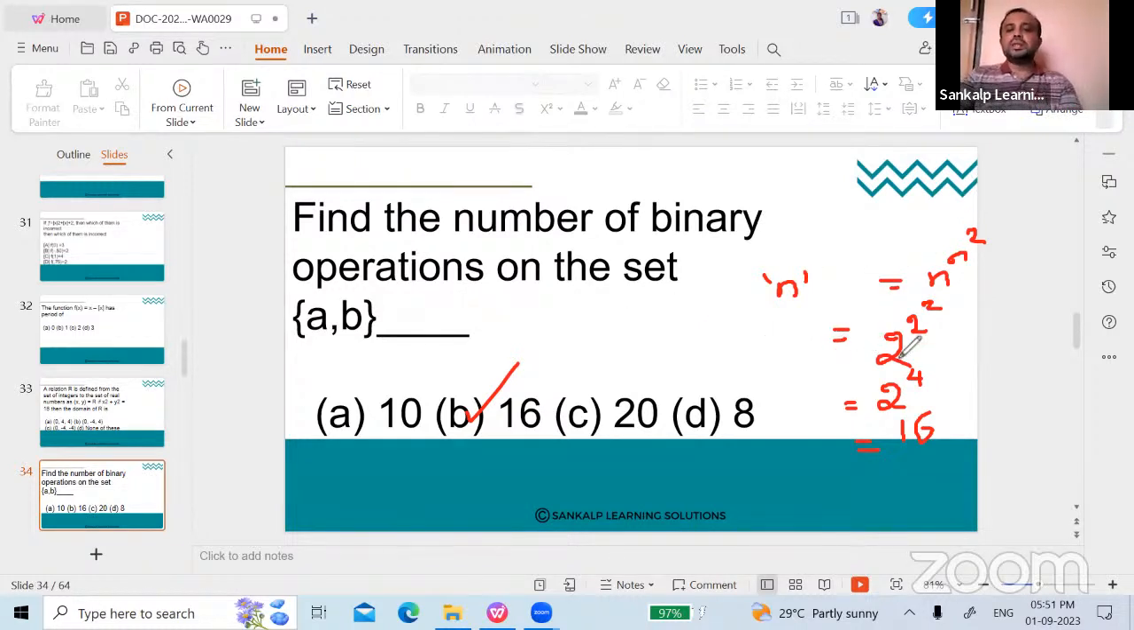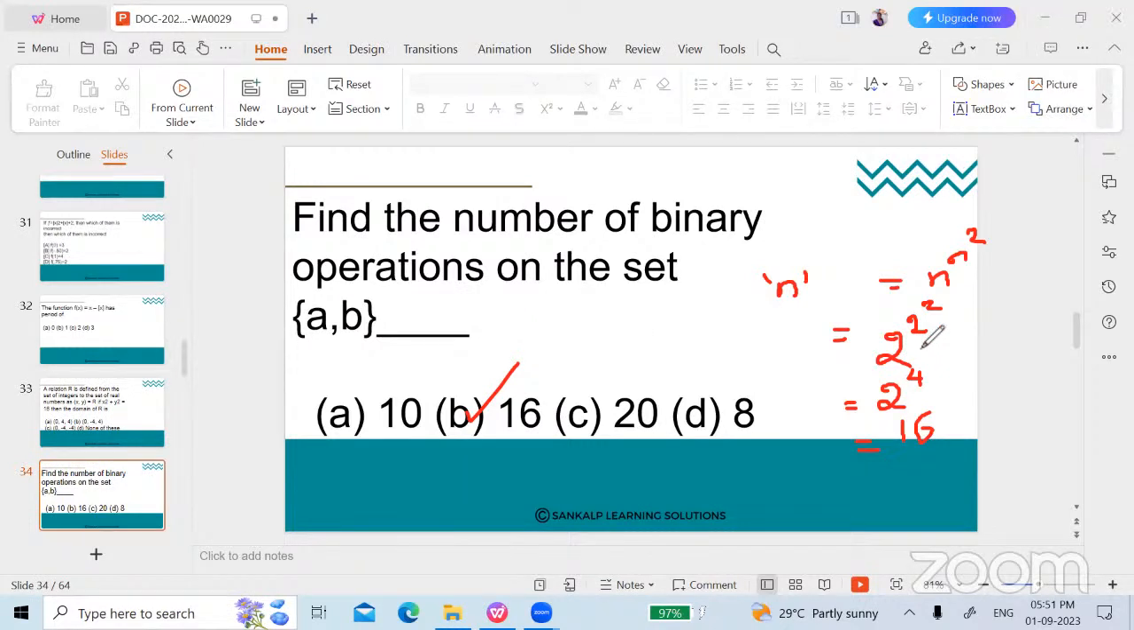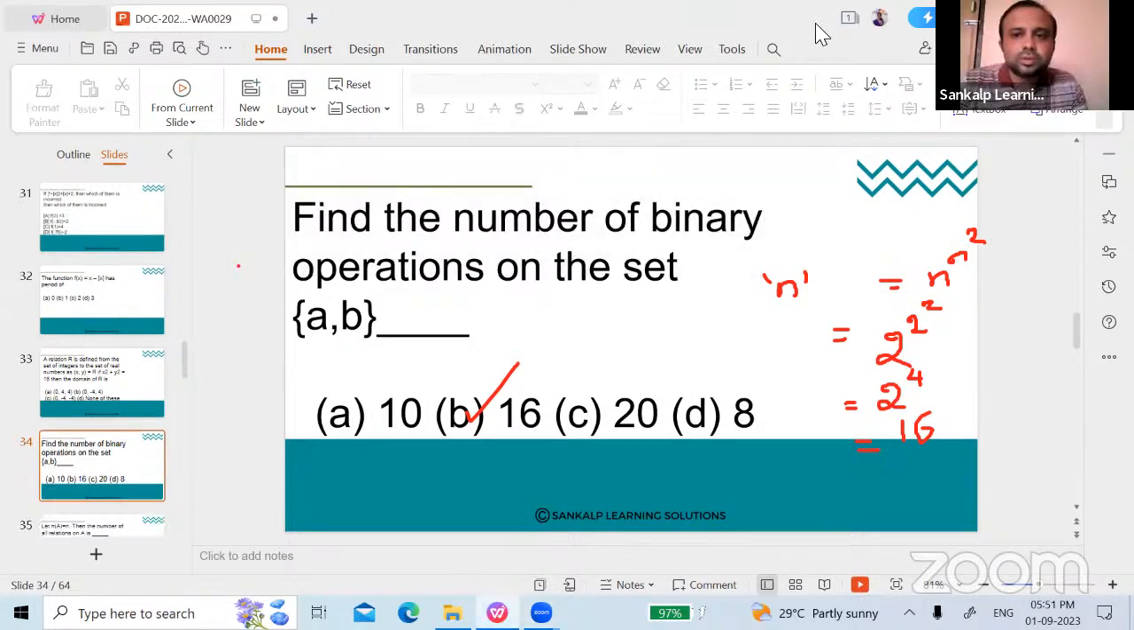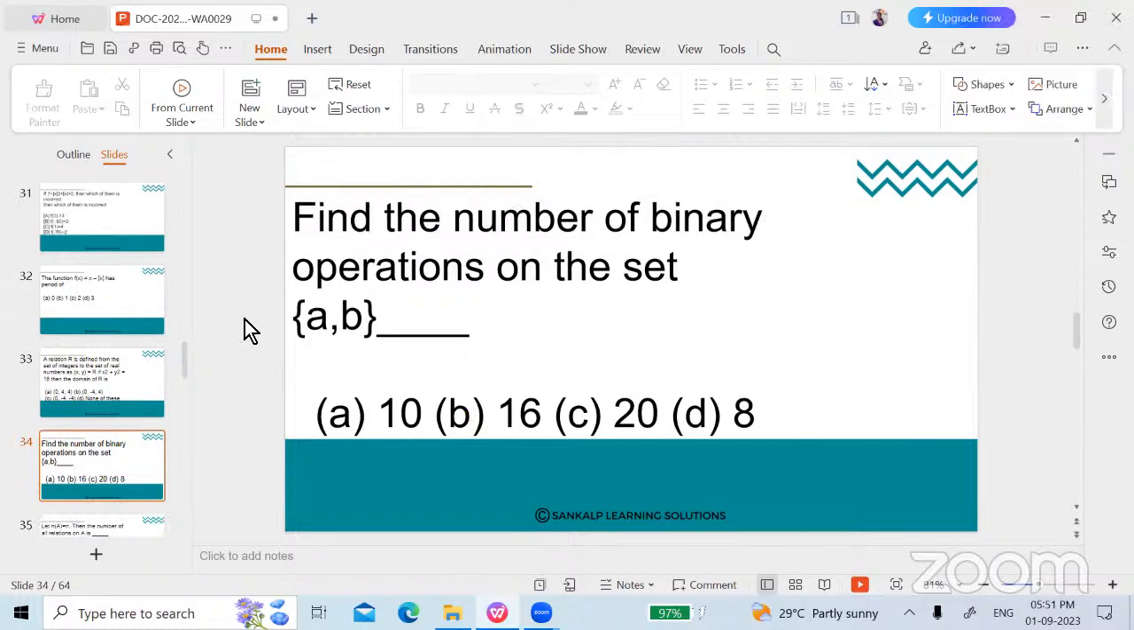So what is the number of operations on A, B? You can take that 2 are there. So 2 to the power 2 square. Clear? Sir, rather than 16, will there be any other options? No, only 16. Only 0, 1 and only 16.